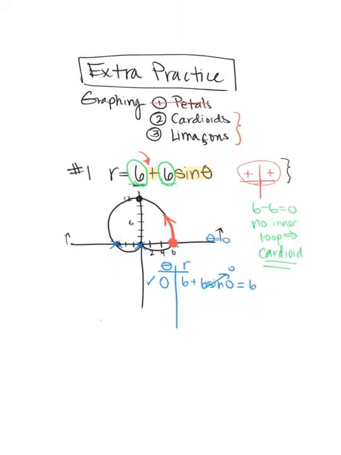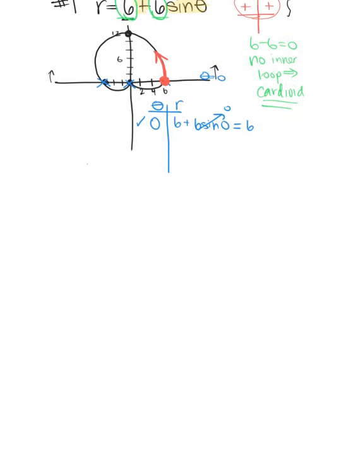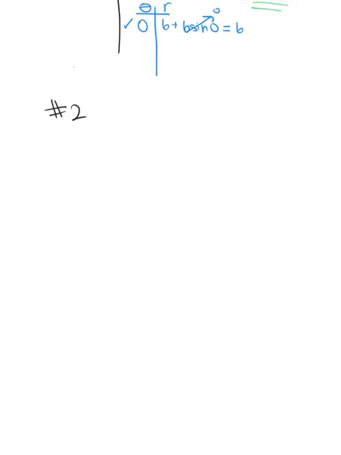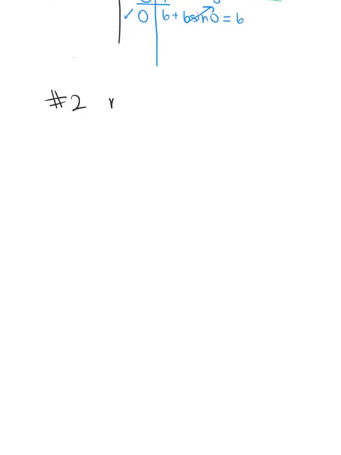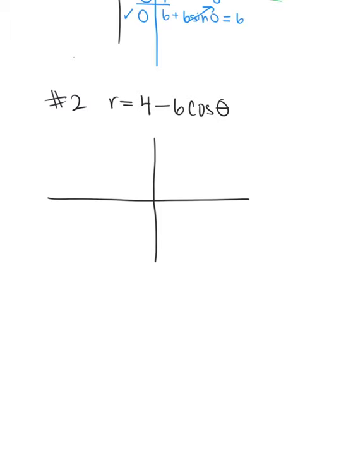Okay? All right, so let's go ahead and do another one. So let's take a look at number 2. For this one here, I'm going to do r is equal to 4 minus 6 cosine of theta. So let's go ahead and take a look at just kind of a little sketch here. All right, so for this one, the first thing I'm going to do is figure out my direction and my orientation. So I'm going to take a look at the fact that I am subtracting here, and I also have a cosine, so a negative cosine.